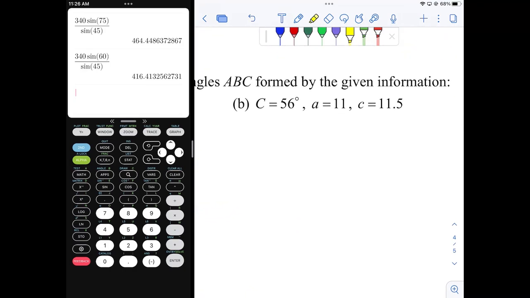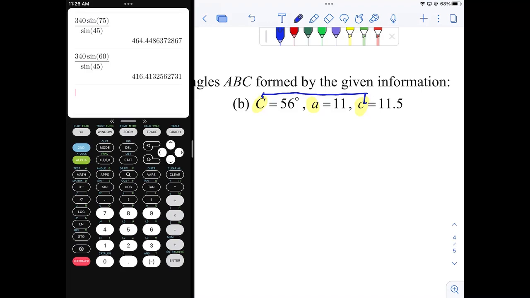Let's look at part B. You've got 2 sides and 1 angle. 2 sides and 1 angle. Is it side angle side or angle side side? Angle side side. Good. Why? Not because it's in this section, but because we have a repeated letter.